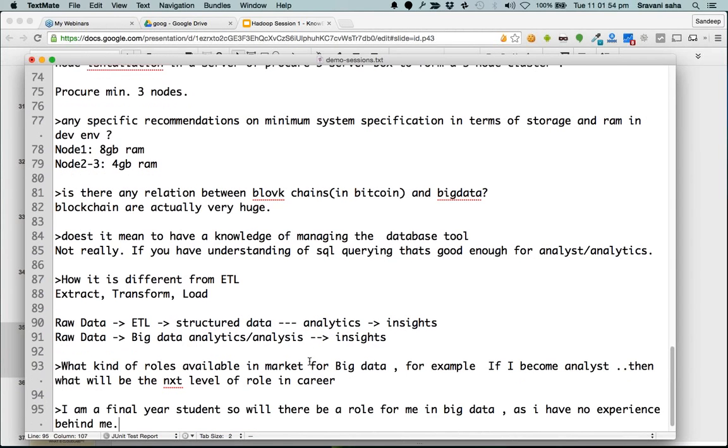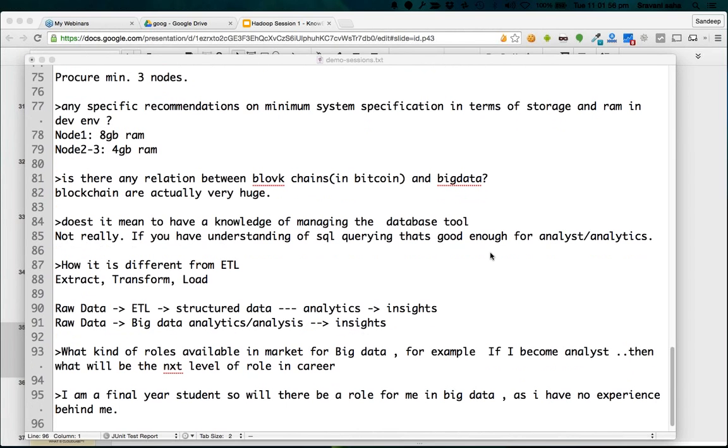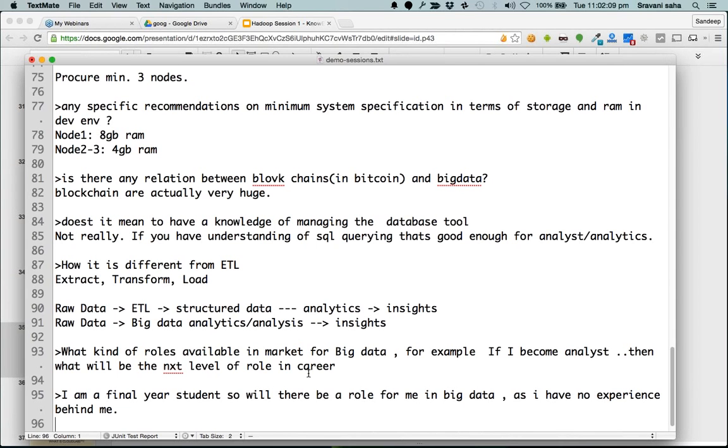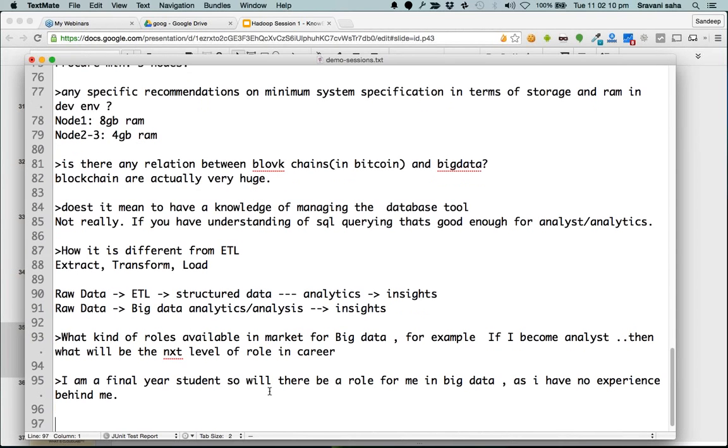So there is a question from, it's not displaying the name. His question is, I am a final year student, so will there be a role for me in big data? I have no experience behind it. Okay, so before getting into big data, I have a few little pieces of advice for you.